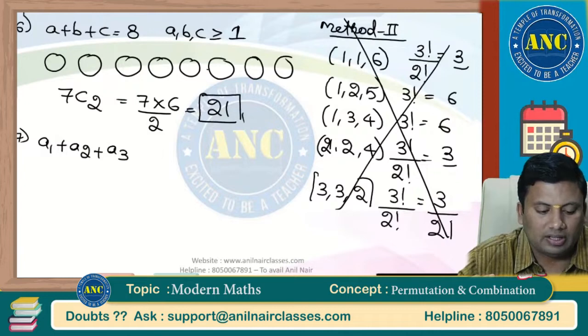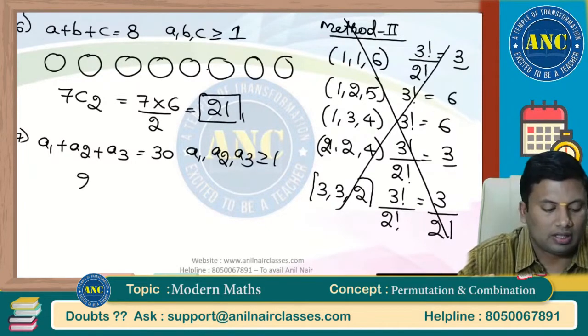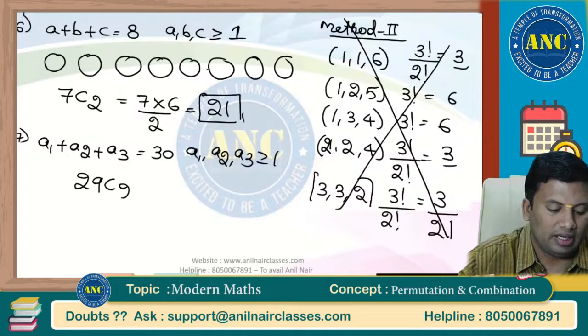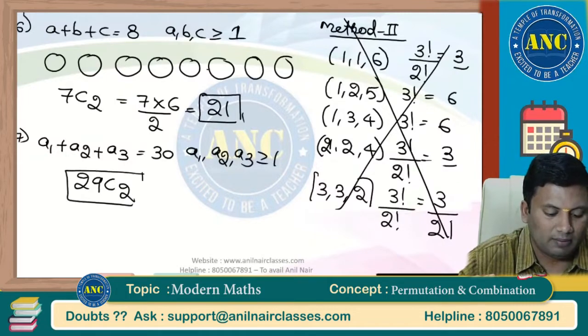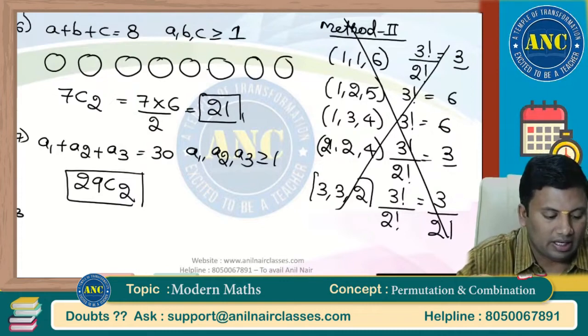A2 plus A3 equals 30, where A1, A2, A3 are all greater than or equal to 1. 30 balls are there, so there are 29 gaps. The answer is nothing but 29C2.